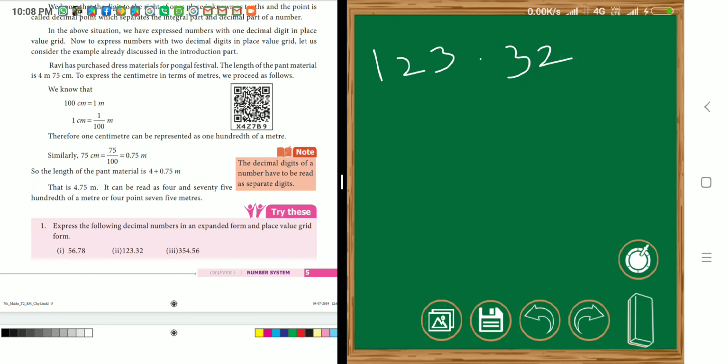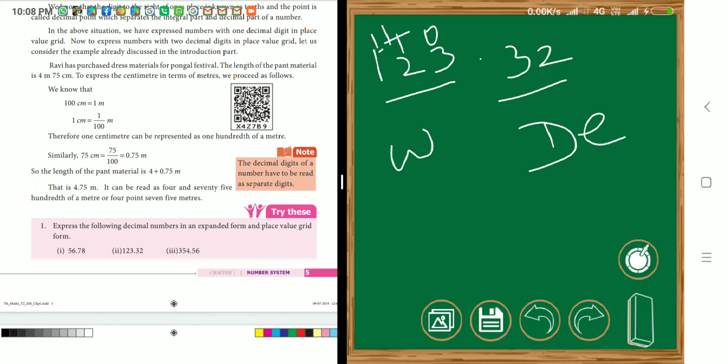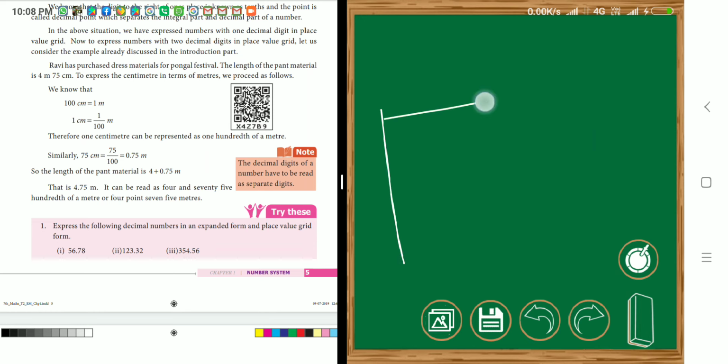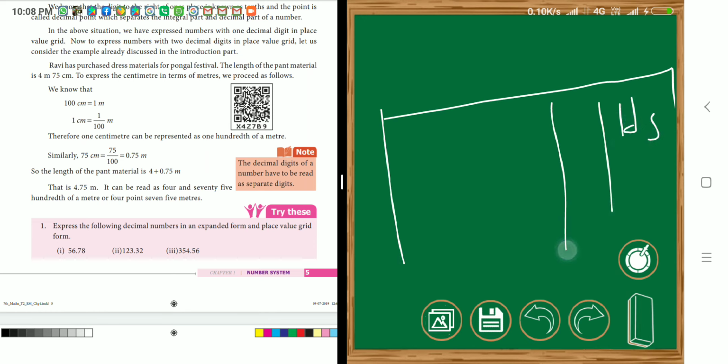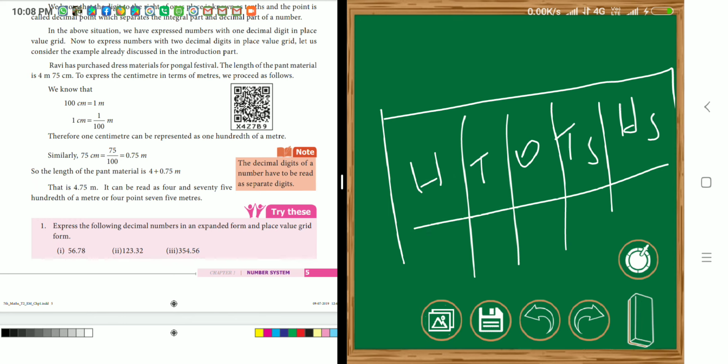The next sum: 123.32. Here we have ones, tens, hundreds. These are all the whole part number. And this is the decimal part number. What's the first place of decimal? Tenths, hundredths. So draw a tabular column. This is for hundredths. This is for tenths. This is for the whole number: ones, tens and hundreds. So 1, 2, 3, 3, 2. That's how you can write it.